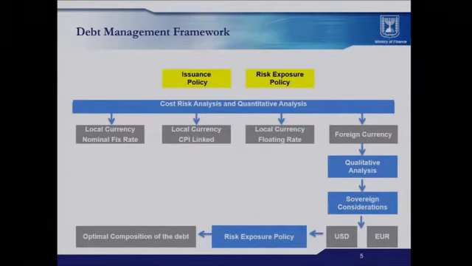So, our debt management framework. Basically, the main principle is very, very simple. We differentiate between the issuance policy and the risk management policy. We start by implementing cost-risk analysis and quantitative indicators. Using those analyses, we separate between local currency and foreign currency. The local currency is divided into 3 segments: nominal fixed rate, CPI linked, and floating rate. Next, based on qualitative analysis and sovereign considerations, which we also call strategic targets, we separate the foreign currency into euro and US dollars.